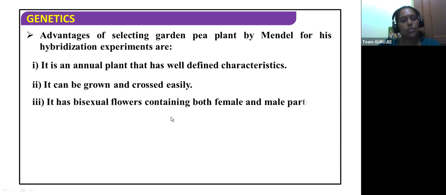It is a bisexual flower containing both male and female parts. So why did he choose a bisexual flower? Why not a unisexual flower, which will be easier for him to get the desired characters? Why did he not choose a unisexual flower?